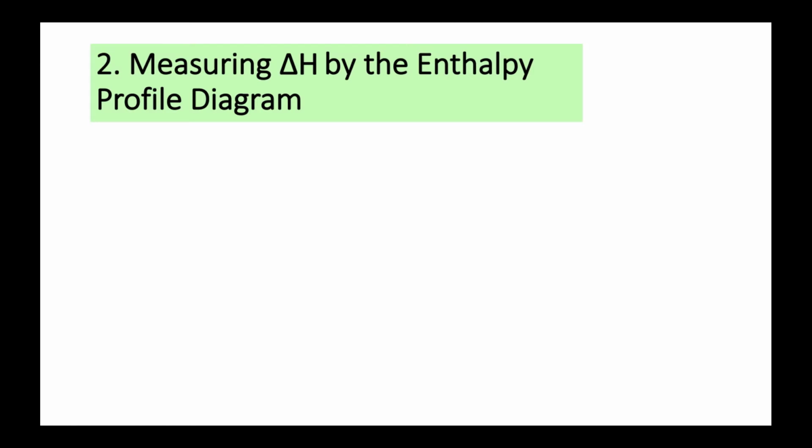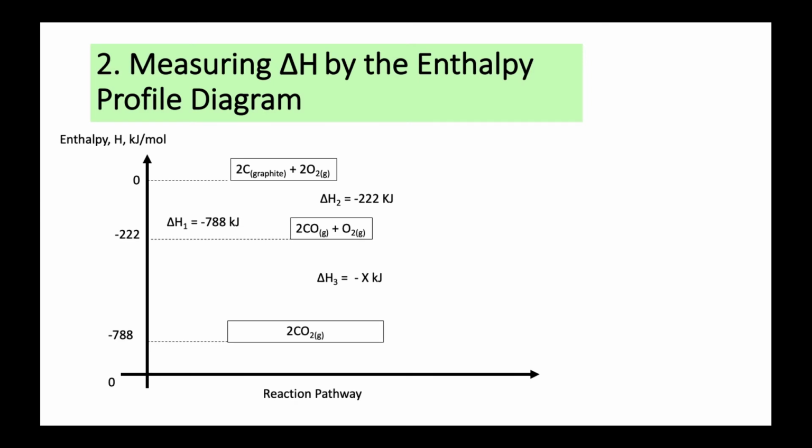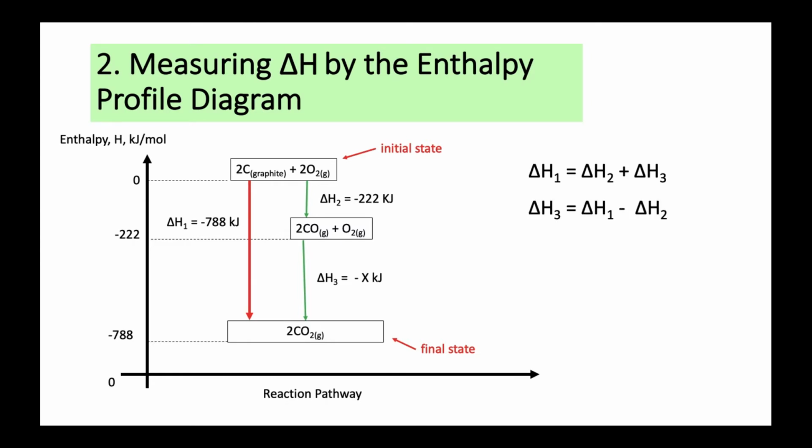Second, we can measure delta H by the enthalpy profile diagram. So this is the enthalpy profile diagram, the enthalpy of formation of CO2. First we have to determine the direct route. This is the initial state, this one is the final state, this is the direct route, and this is the indirect route. We can apply Hess law as follows. Delta H1 equals delta H2 plus delta H3. So we can find the value of delta H3 is delta H1 minus delta H2. So we can put in the value of each delta H, and then we can find the answer.